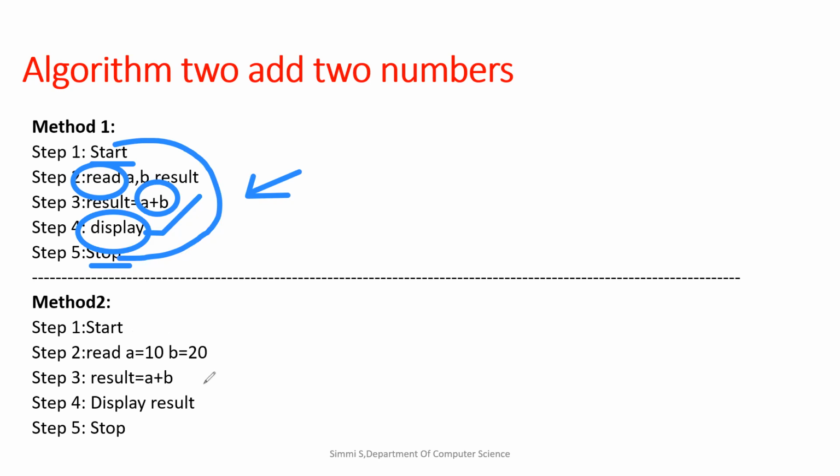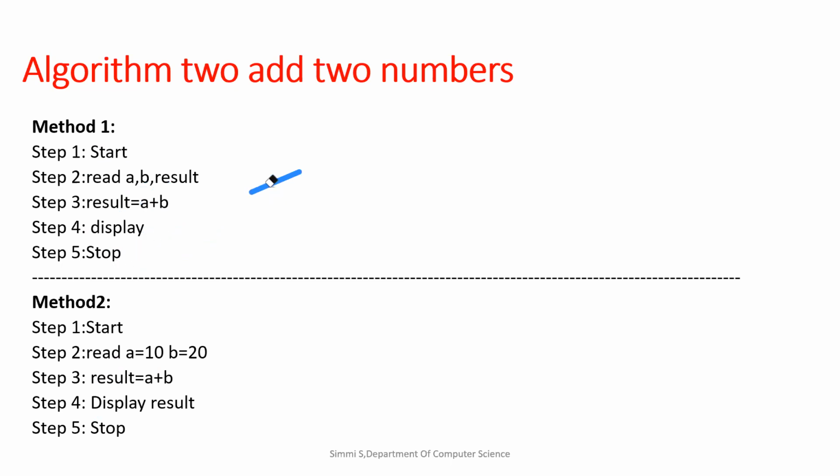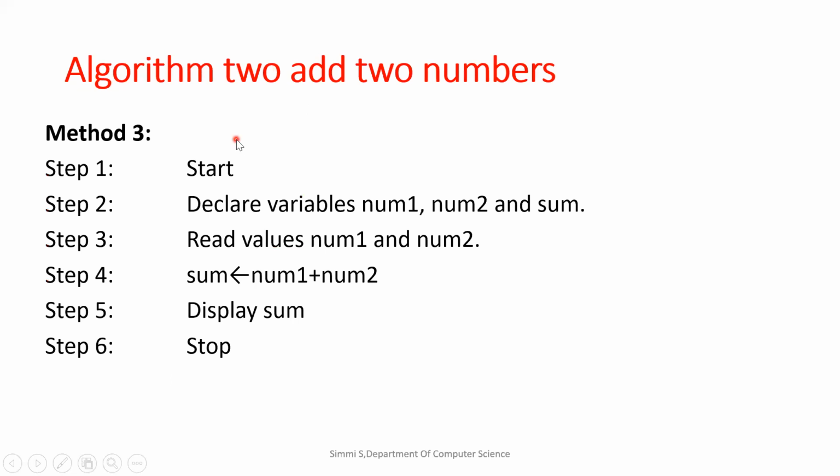This is one way, and this is another way. That is method 2. Here we are reading the value and assigning it at the same time. So always start with step 1 start and end with stop. Here we are reading 10 to A and 20 to B, calculating the sum, and assigning the obtained result to the variable result. After that, we are displaying the result. For displaying the result, instead of printf, we can go for display. If you want to read something, we can go for read. And if you want to assign something, we can use either the reversed arrow or the normal assignment statement. And one more method is this one.